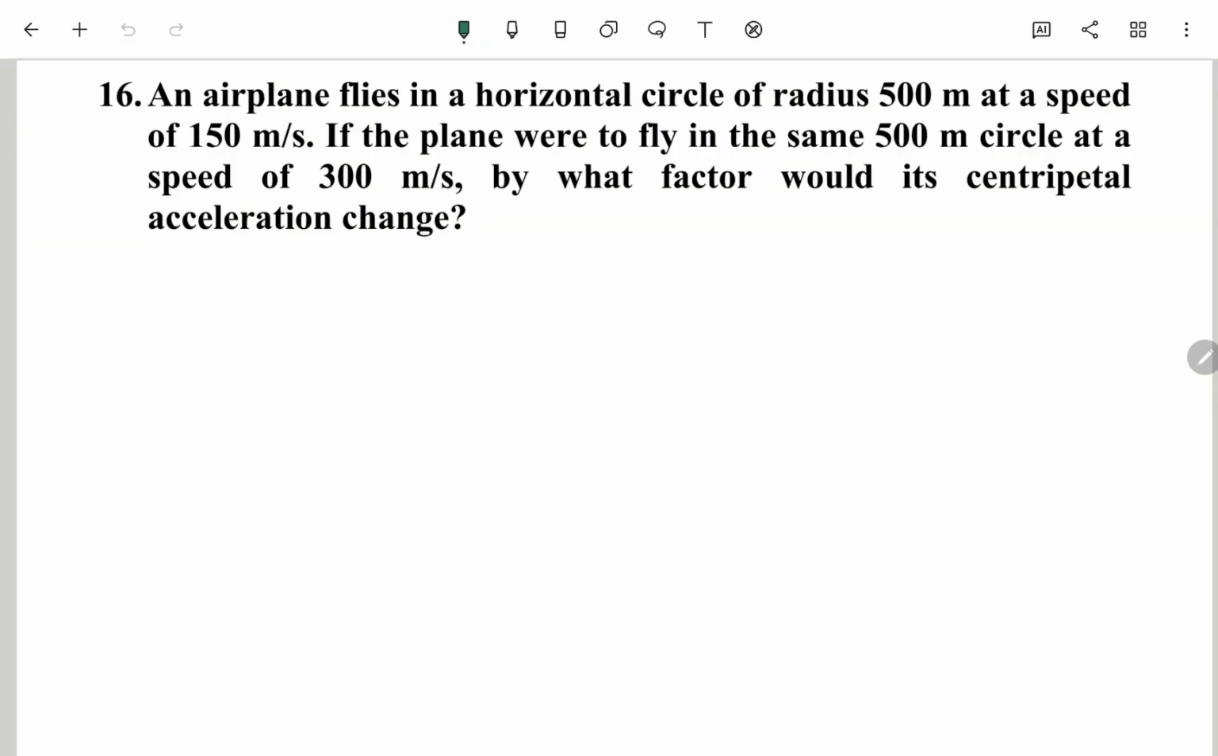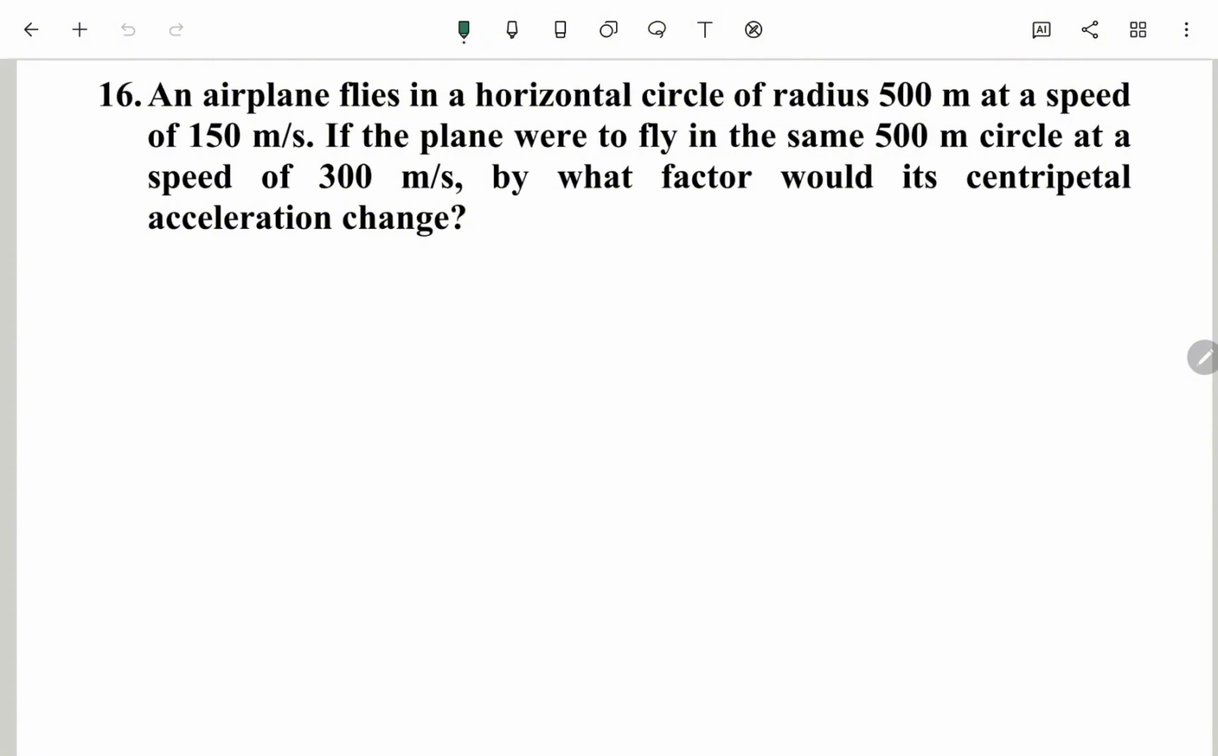An airplane flies in a horizontal circle of radius 500 meters at a speed of 150 meters per second. If the plane were to fly in the same 500 meter circle at a speed of 300 meters per second, by what factor would its centripetal acceleration change?